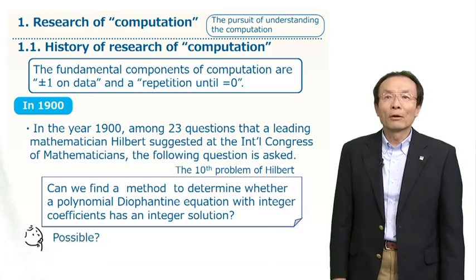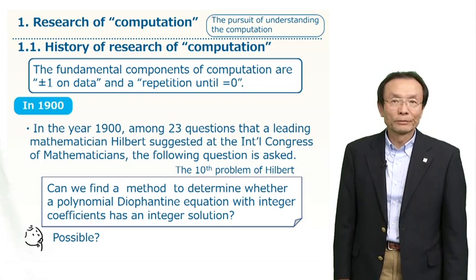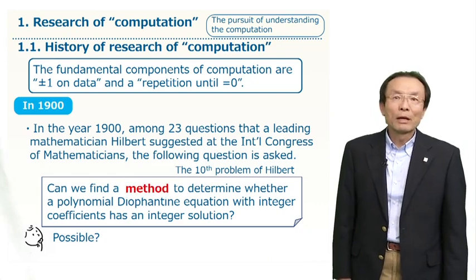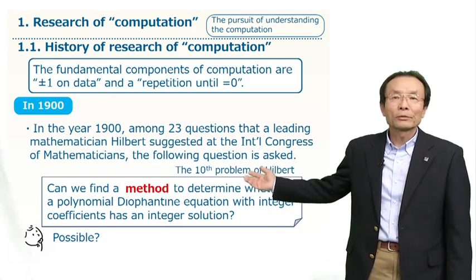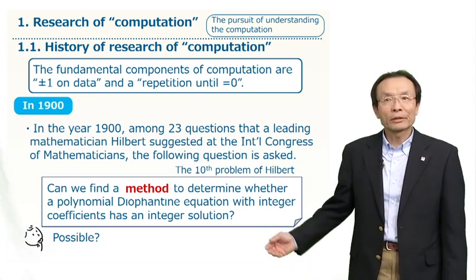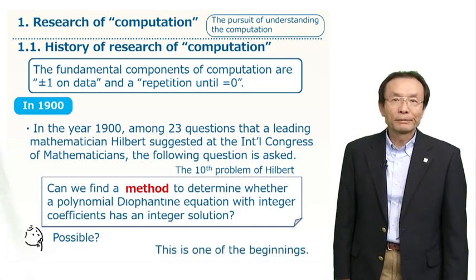Despite the efforts of top mathematicians, it seems difficult to find such a method. Then people started wondering it may not be possible. But if so, the task of mathematicians is to prove its impossibility. But then we need to define what we mean by method. So people started to think about what method is, or in our words, what computation is. This is one of the beginnings.